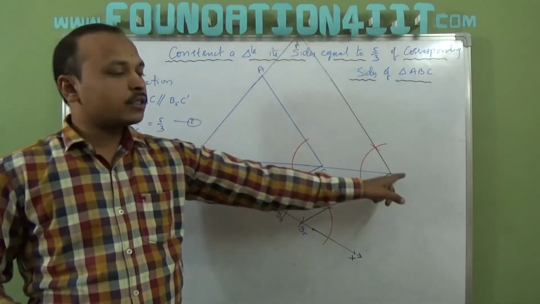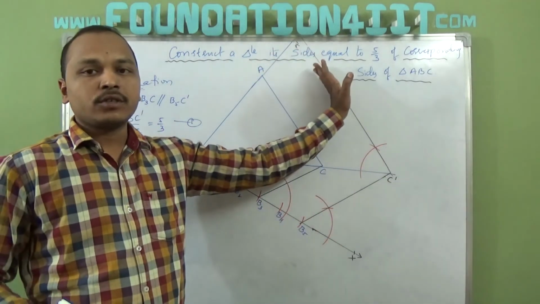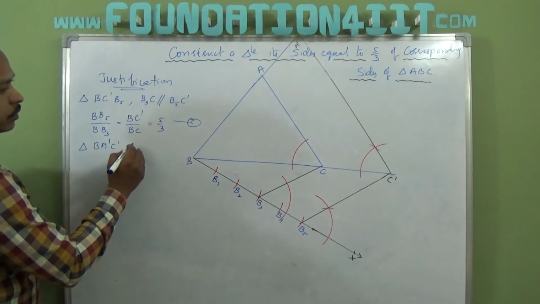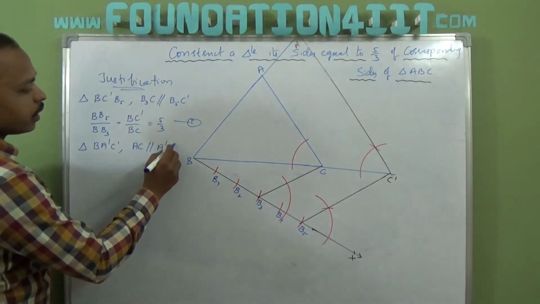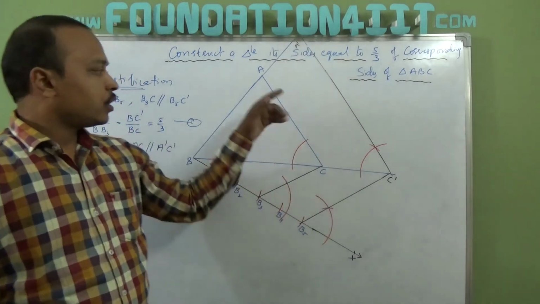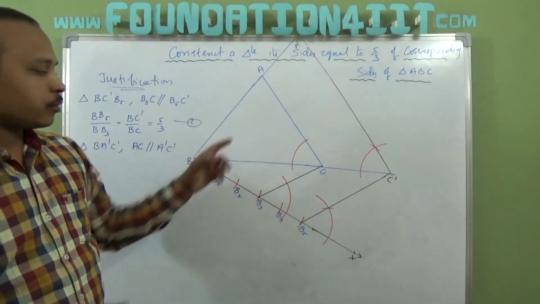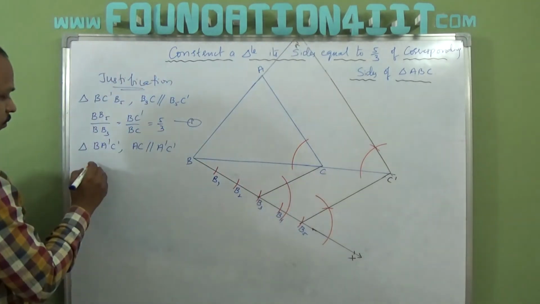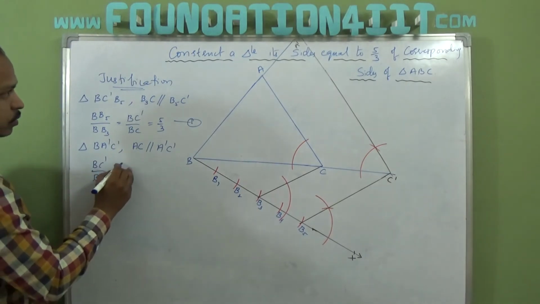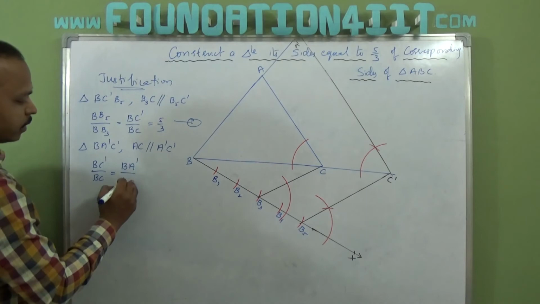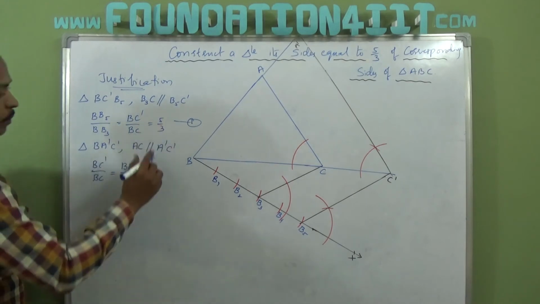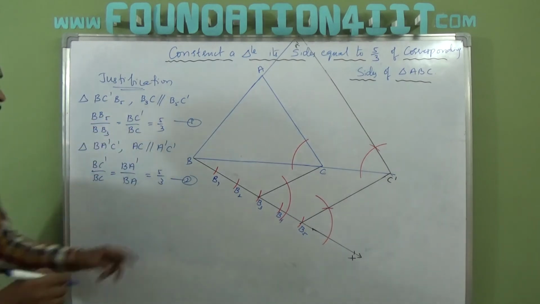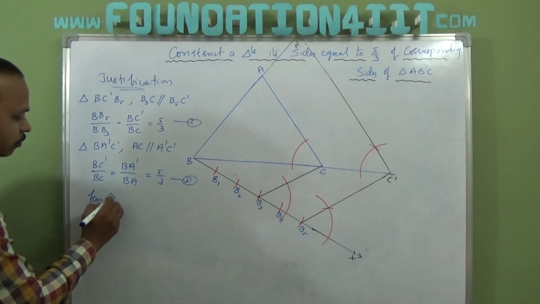Similarly, in triangle BA dash C dash, AC is parallel to A dash C dash. So this line is parallel to this, and this divides these two sides in the same ratio. That means BC dash by BC is equal to BA dash by BA. So this is exactly 5 by 3 from before, so this also must be 5 by 3. BC dash by BC is 5 by 3, so this is also 5 by 3. So from equations 1 and 2.